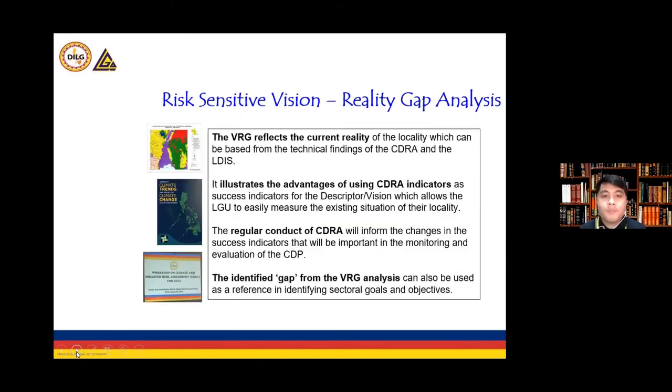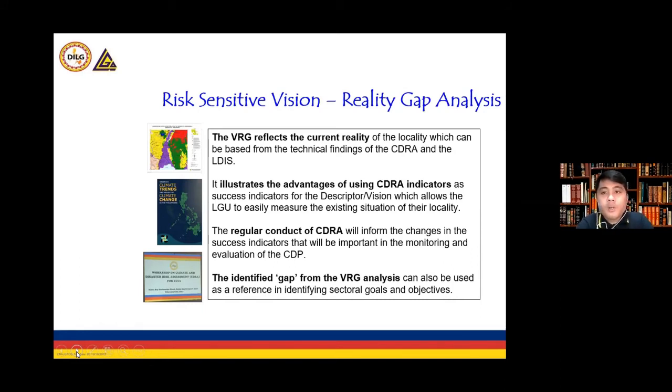Okay, so we have, the VRG reflects the current reality of the locality, which can be based from the technical findings of the SIDRA and the LDIS. So, vision, and then reality. And then, ano yung existing na difference ng dalawa? Does it provide a problem or a potential? And illustrates the advantages of using SIDRA indicators as success indicators for the descriptor or vision, which allows the LGU to easily measure the existing situation of their locality.